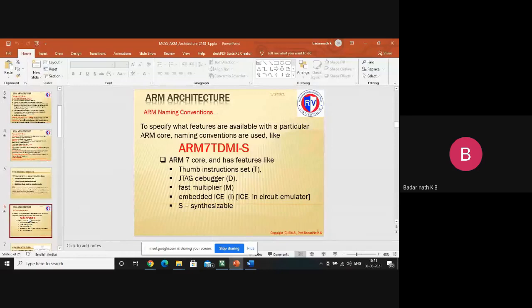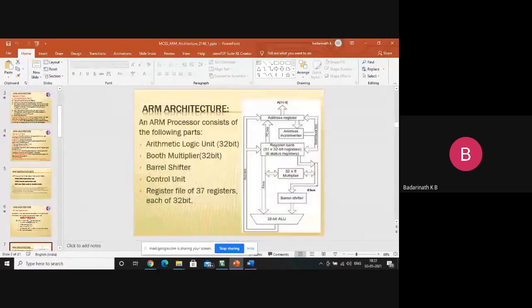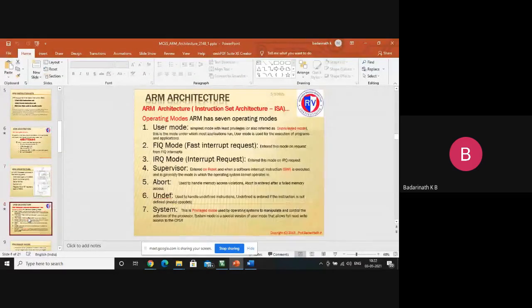So in the last class, we discussed the highlights of the ARM architecture. Then we started with the ARM architecture, which we call the ARM instruction set architecture. We studied in detail the different blocks present inside the ARM7 architecture.